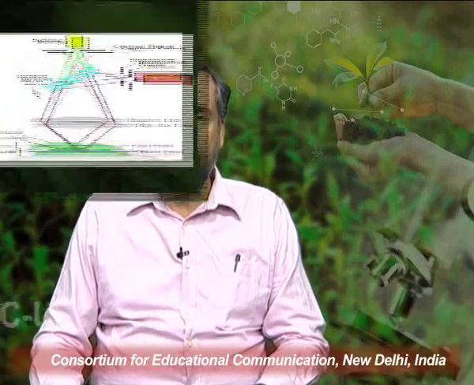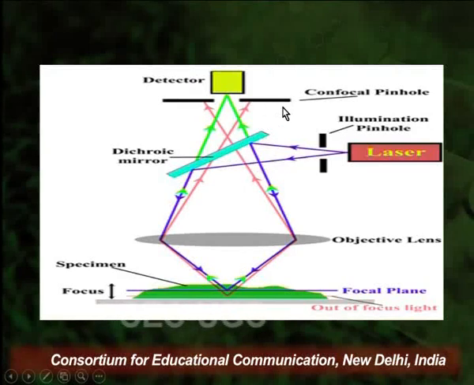So the basic outline diagram of a confocal microscope can be understood with the help of this diagram, where from a light source the laser light is focused at a particular point because of the presence of an illumination pinhole, and it is reflected back, and there is a confocal pinhole, so it blocks any extra noise in the image produced, and the detector captures the sharp pinpoint image.